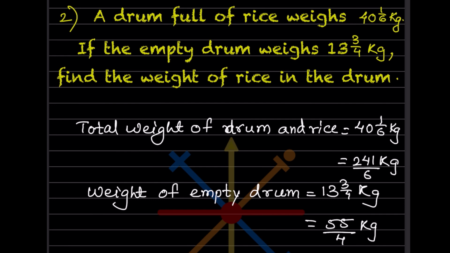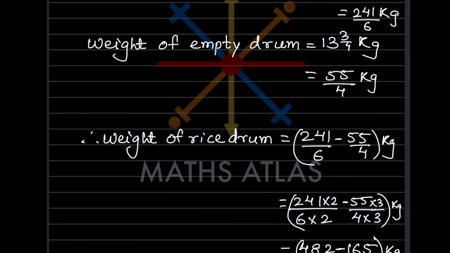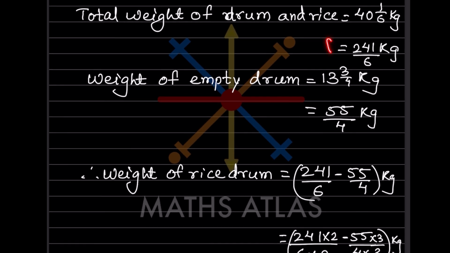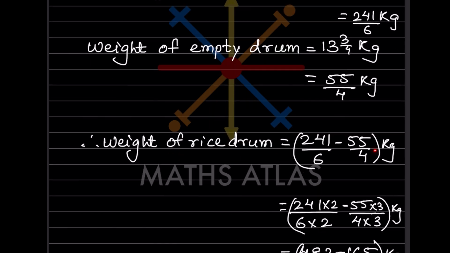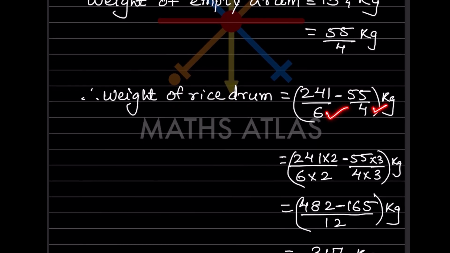And then this side, if the empty drum weighs 13 integers 3 by 4. So the weight of the empty drum is 13 integers 3 by 4. That is going to be 13 times 4 is 52, plus 3, that will be 55 by 4. We actually want the weight of rice, so what are we going to do? It's simple. From the total we are going to subtract the empty one. So the weight of rice will be 241 by 6 minus 55 by 4. Now we can see the denominators are different, so when you take the LCM it is going to be 12. So here it will be 3.